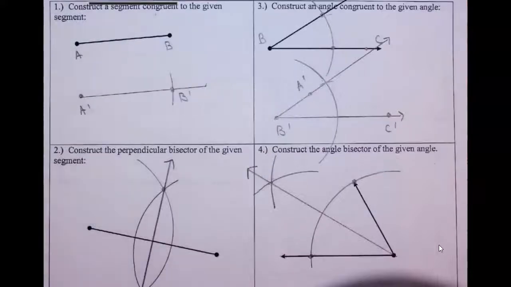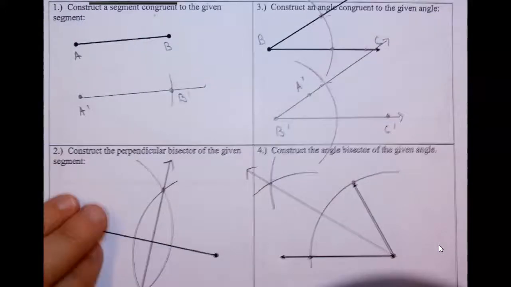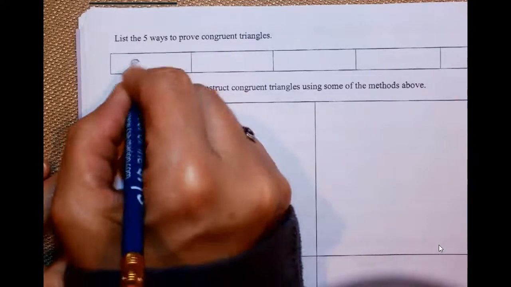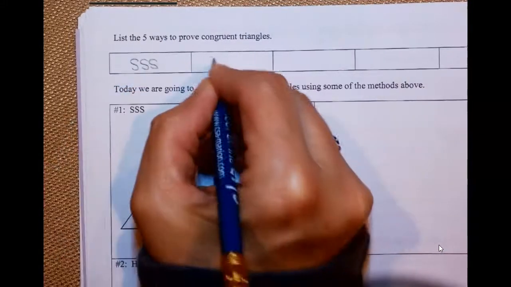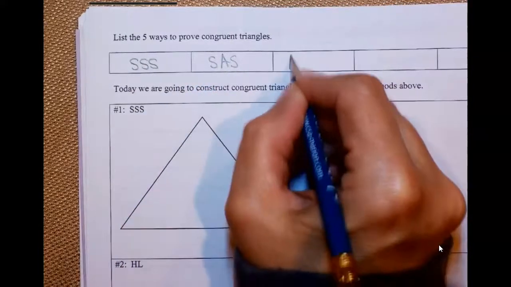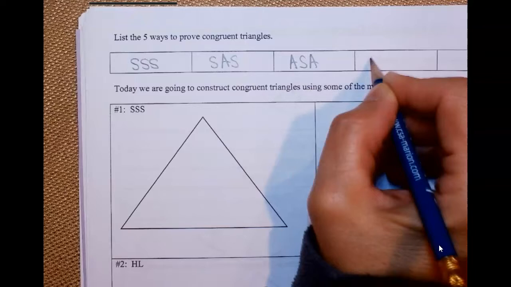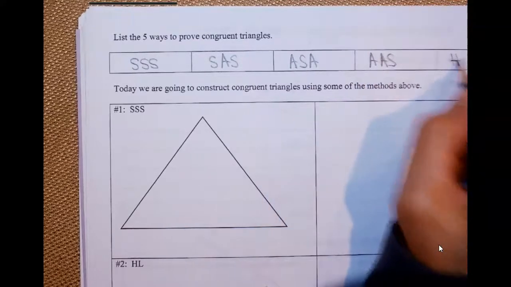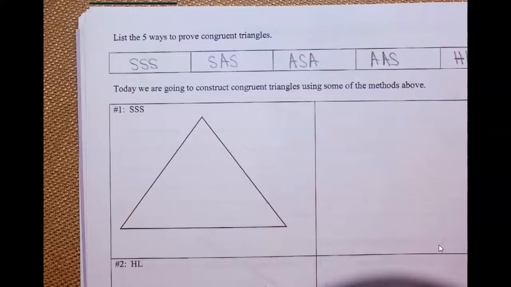Alright, so keeping those in mind, now we're going to have to go and copy a triangle. So the 5 ways to prove the triangles are congruent, we've got side, side, side, side, angle, side, angle, side, angle, angle, angle, side, and we have hypotenuse, leg. So we're going to take a look at a few of these methods and copy the triangles.